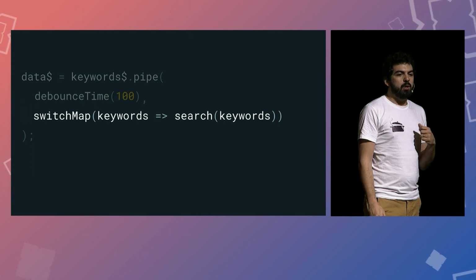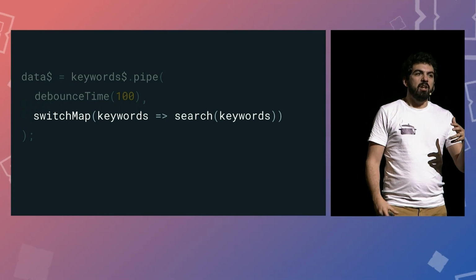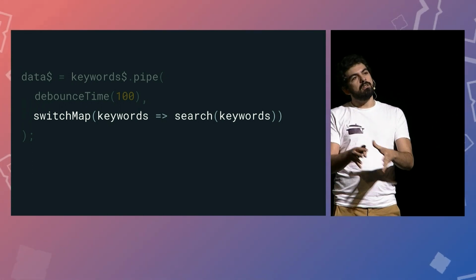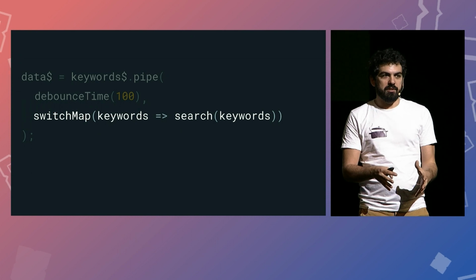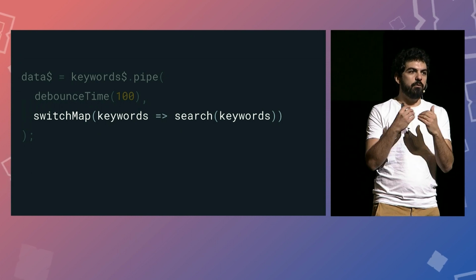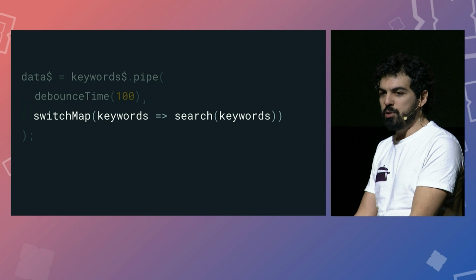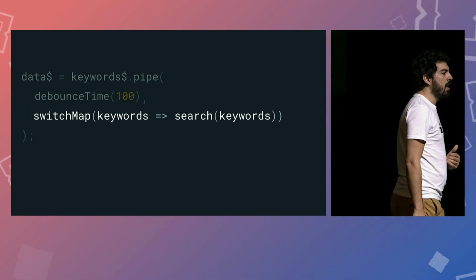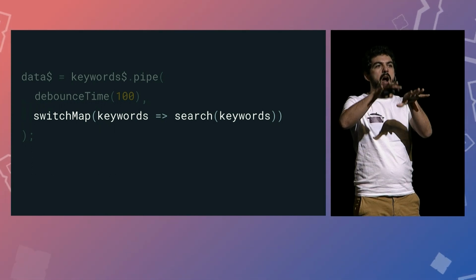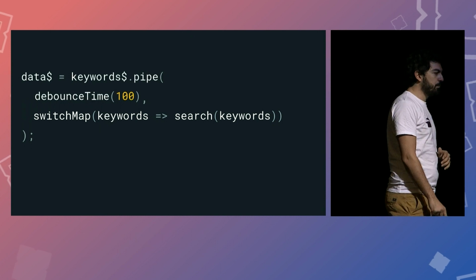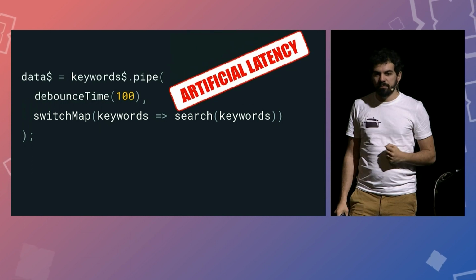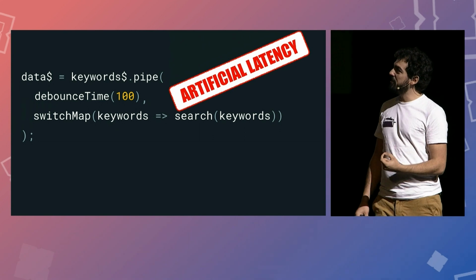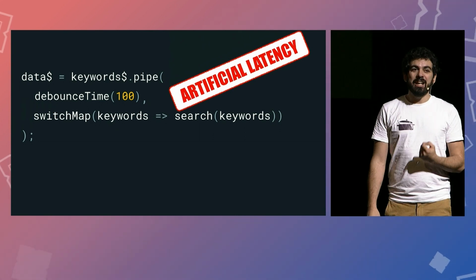So here, the cool thing with switchMap is that every time we have new keywords, it's going to cancel the previous requests, which is quite cool. It will unsubscribe from the previous observable and subscribe to the new one. That way, it's going to cancel the previous request, and we don't have parallel requests to the server. The problem is, with the debounce, I have this thing, which is artificial latency.